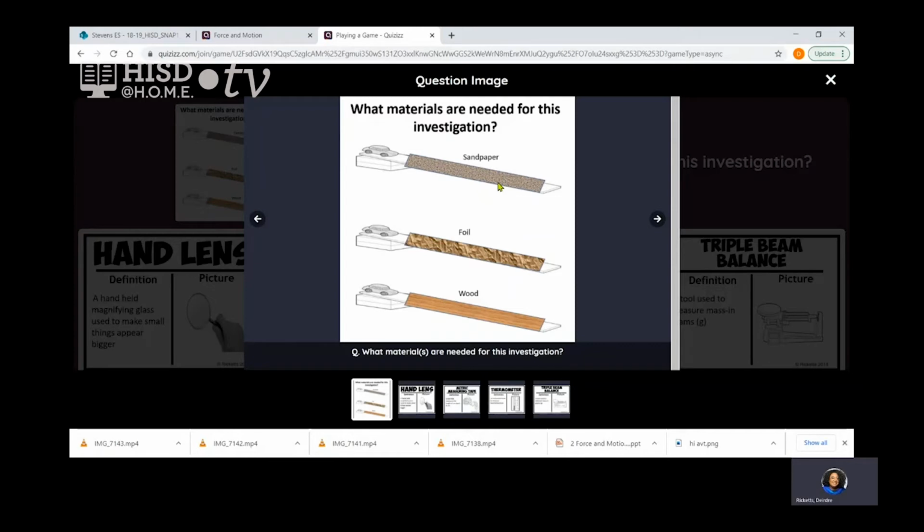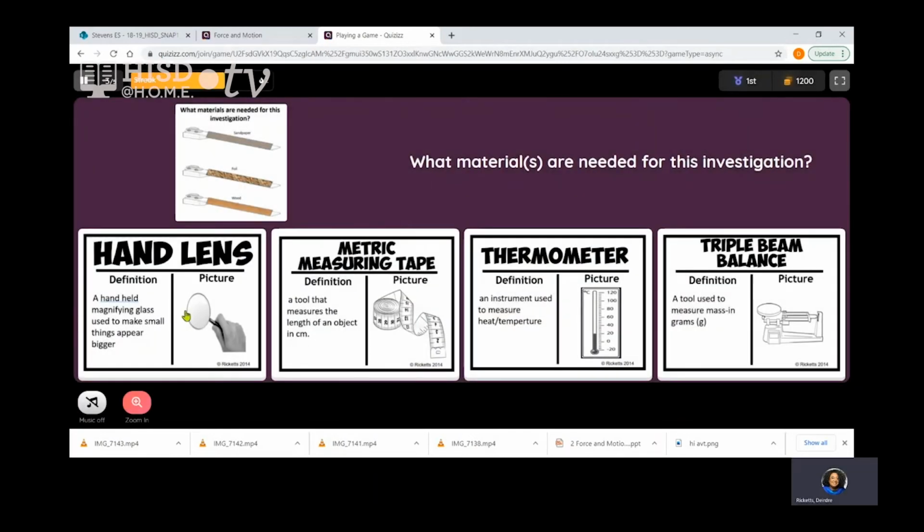What measures distance or length? What tool would I need? Let's take a look. Do I need a hand lens to measure length, distance? No. A metric measuring tape? Yeah, that measures length or distance.